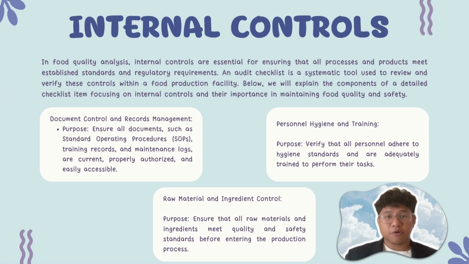The importance of internal controls in food: key areas include document controls and records management, personal hygiene and training, facility and equipment sanitation, raw material control, process control, finished product testing, traceability, and customer feedback handling. By systematically reviewing these areas with a detailed audit checklist, you can identify and address potential issues, ensuring the production of safe, high-quality food products.